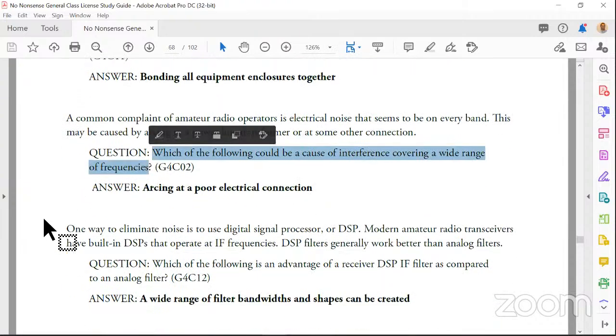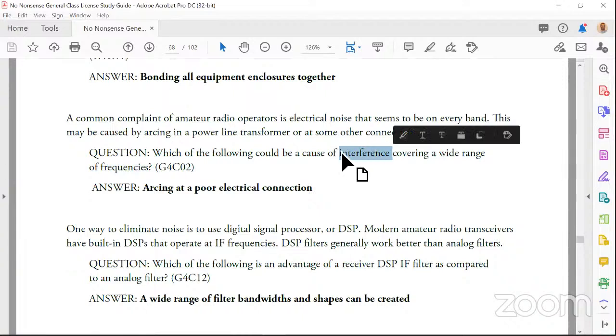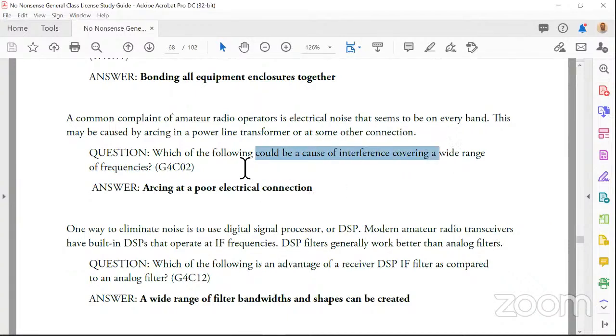Let's continue with questions in the question pool. Which of the following could be a cause of interference covering a wide range of frequencies? So let's dissect this question. They're asking us about interference and the cause of the interference, but what is the nature of the interference that we're getting? We're getting interference on a wide range of frequencies.